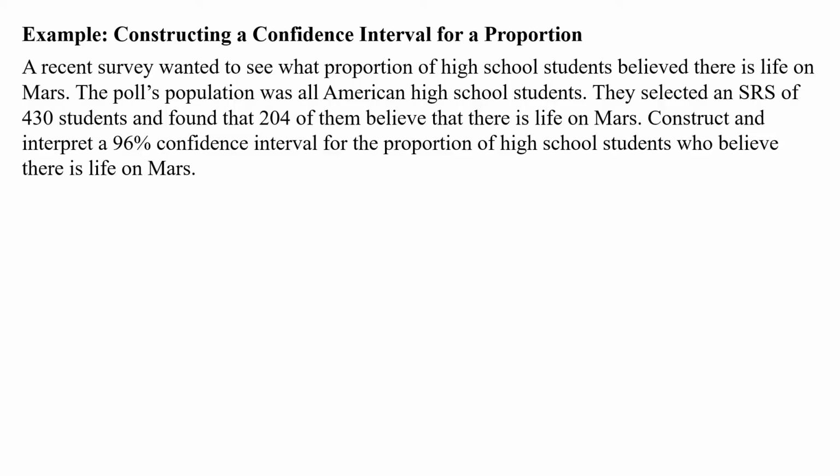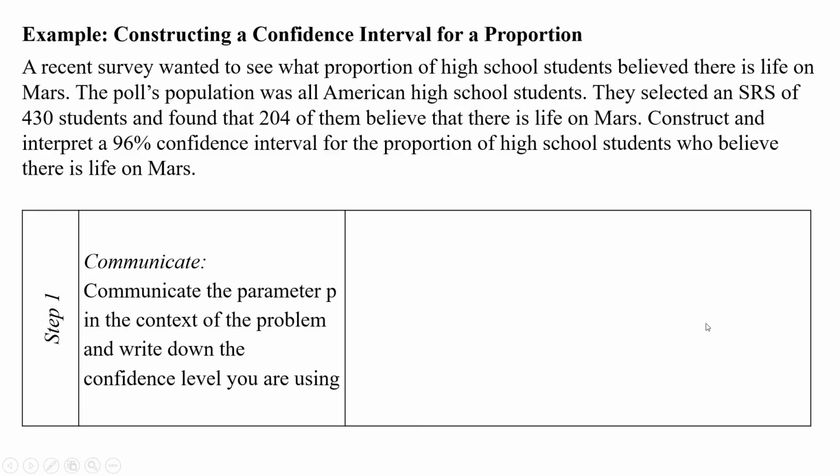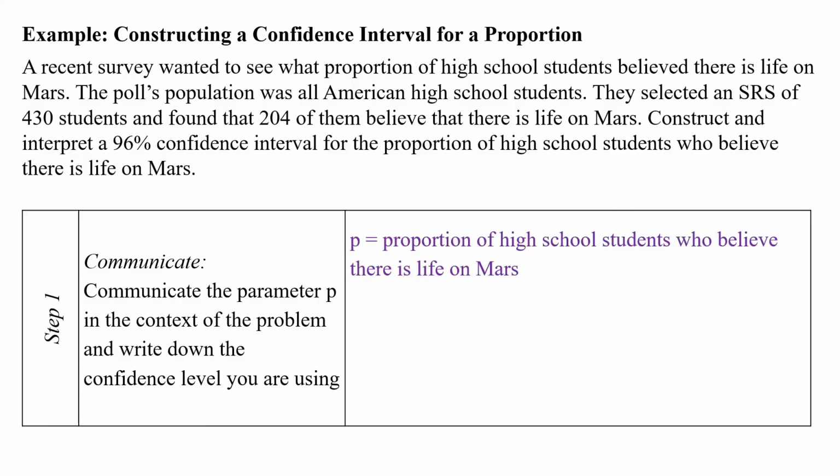So our 4 steps. Remember, our 4 steps are communicate, conditions, calculate, conclude. So there's going to be our 4 C's essentially here. First up is communicate. We want to communicate what our parameter p is in the context of the problem and write down the confidence level we are using. So p in context: p is the proportion of high school students who believe there is life on Mars. So we write that down in words.